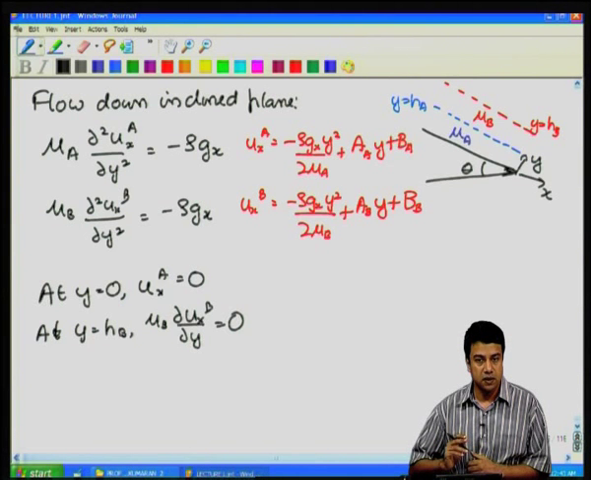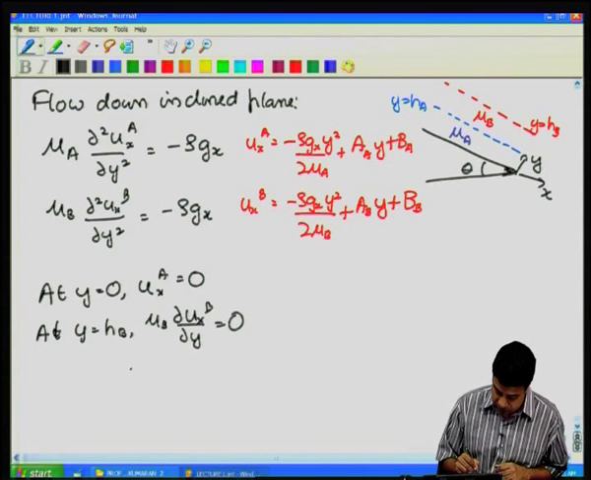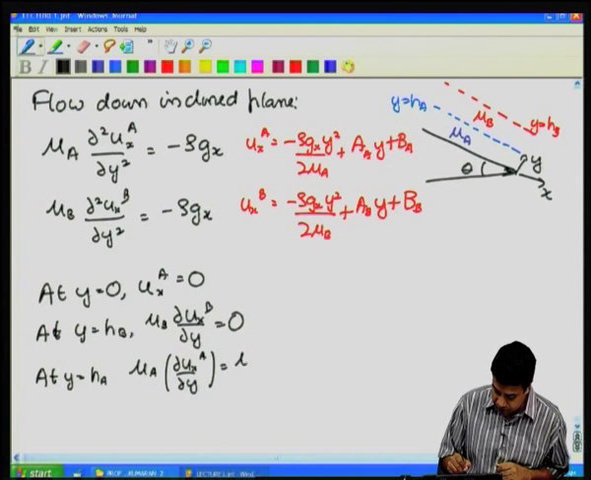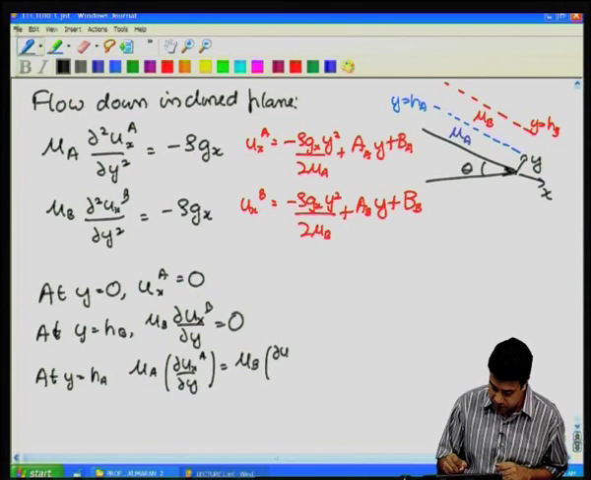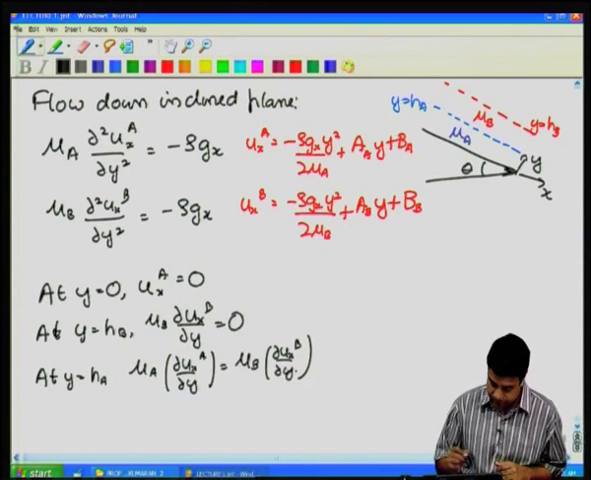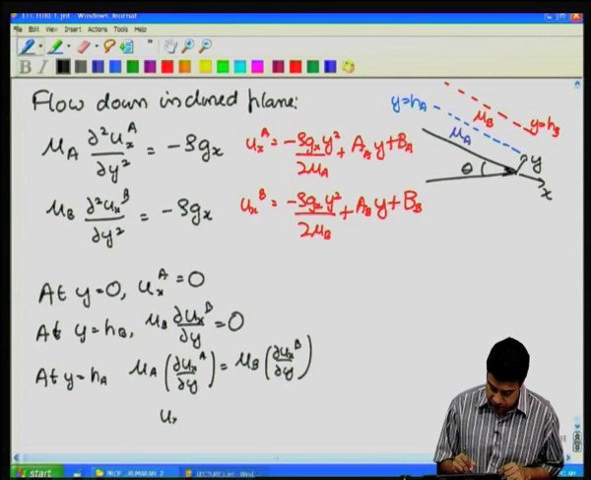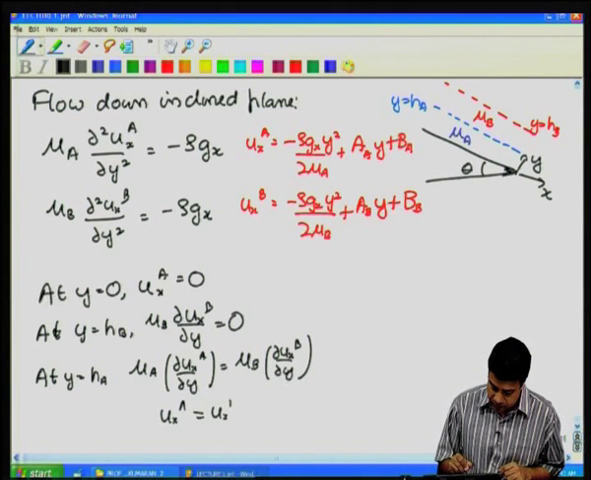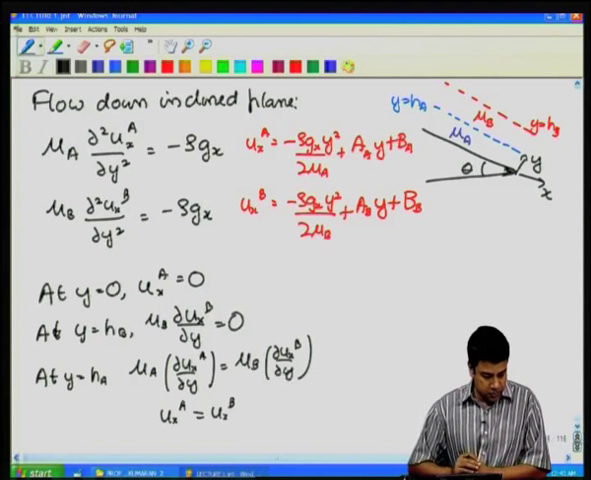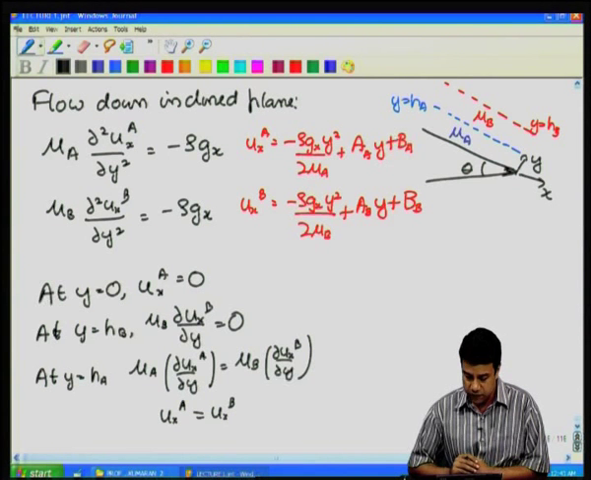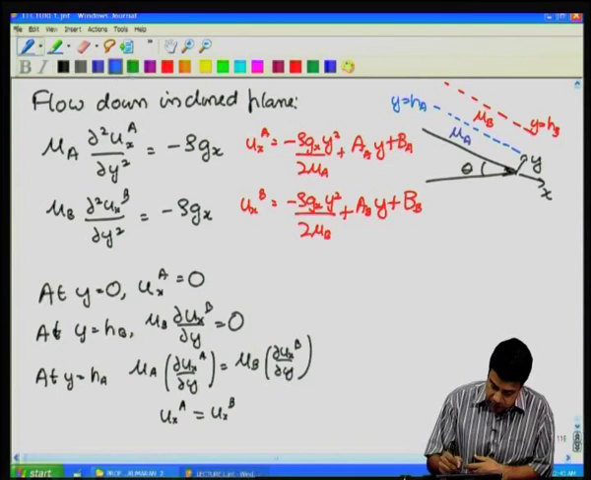The shear stress condition is that at y equal to h_a, the viscosity of A times partial u_x^A by partial y is equal to the viscosity of B times partial u_x^B by partial y. That is the continuity of stress condition, and there is a continuity of velocity condition, u_x^A is equal to u_x^B. So, these put together give you 4 equations with which you can find out the values of the 4 constants.